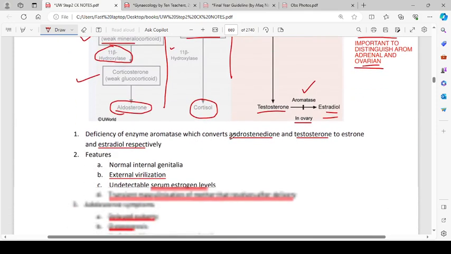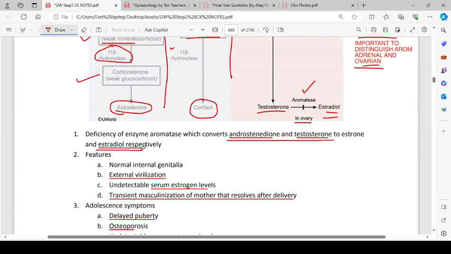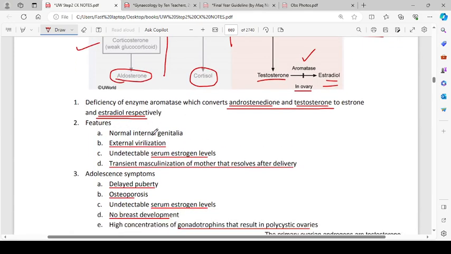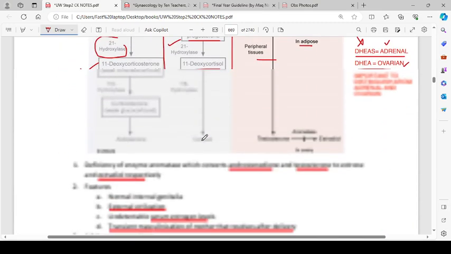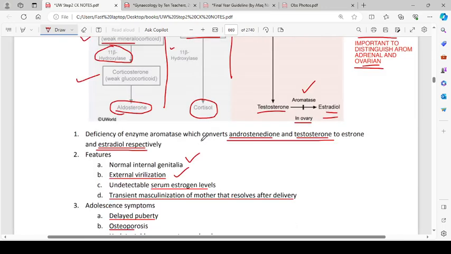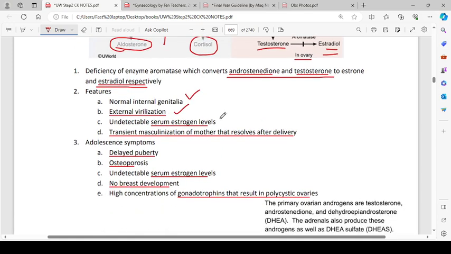So deficiency of the enzyme aromatase, which converts androstenedione and testosterone to estrone and estradiol respectively. Features are normal internal genitalia, and external virilization. We're talking about aromatase deficiency. So internal genitalia will be fine, the external virilization will occur, and there are undetectable serum estrogen levels.